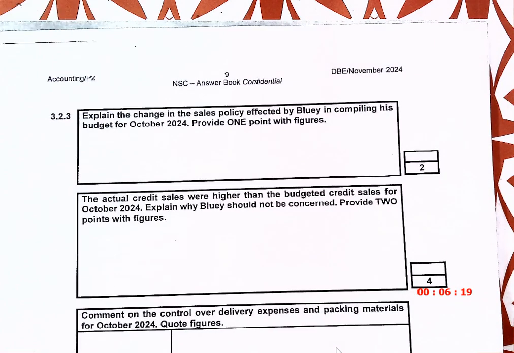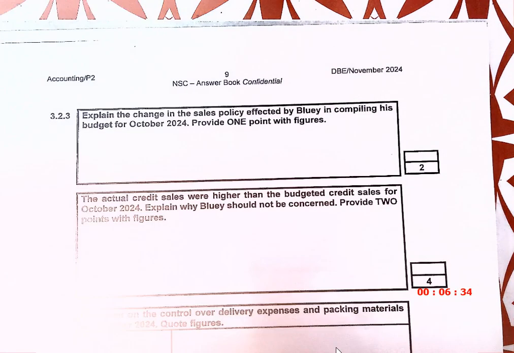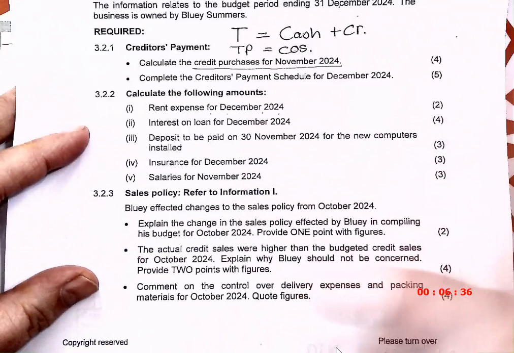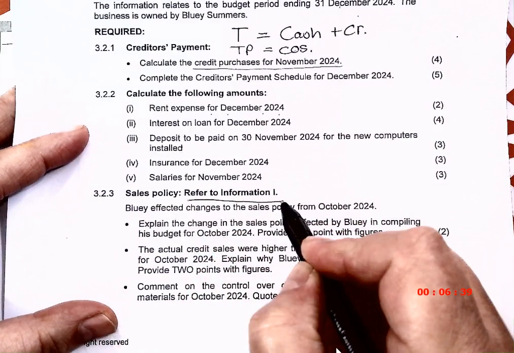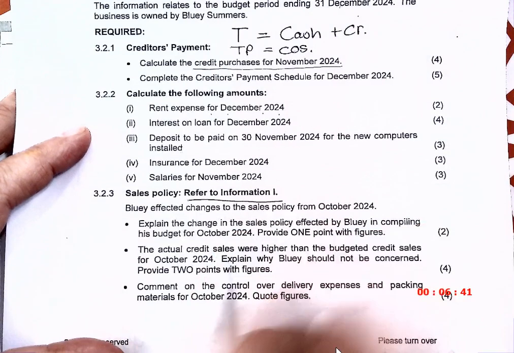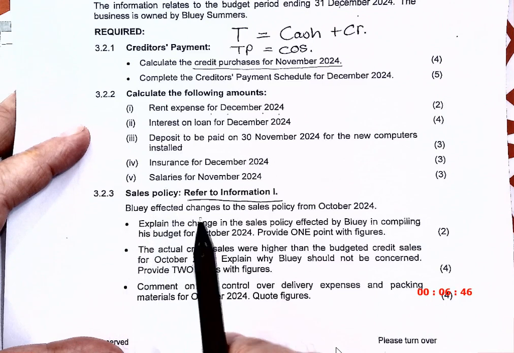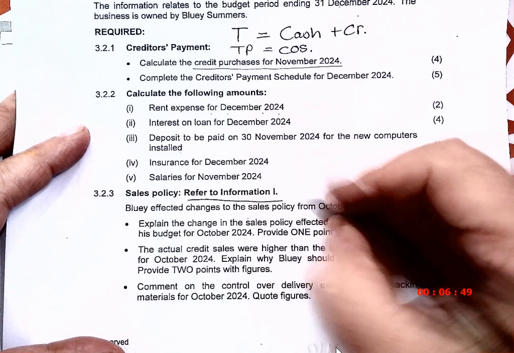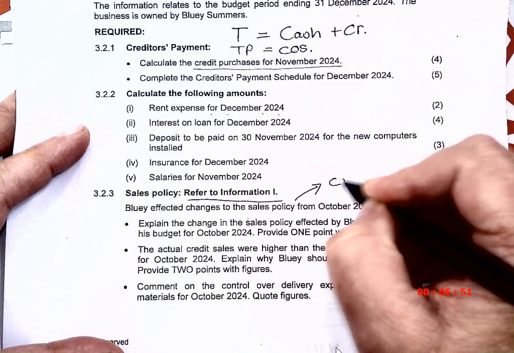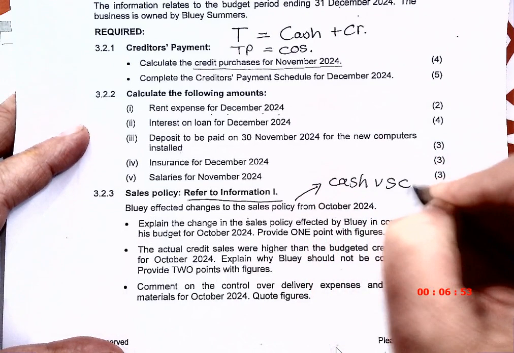Explain the change in sales policy. Wait, this does not help me. Let's go read the question on the question paper. If I can find it. That's too much pages, they say. Refer to info I. Okay. Now, Bluey effected changes to the sales policy. So the sales policy is all about the cash and the credit. Right?